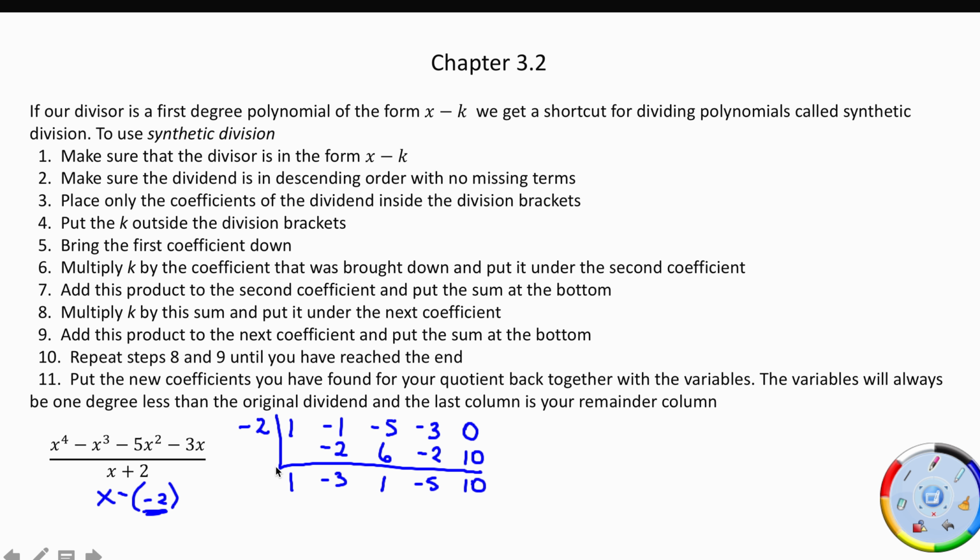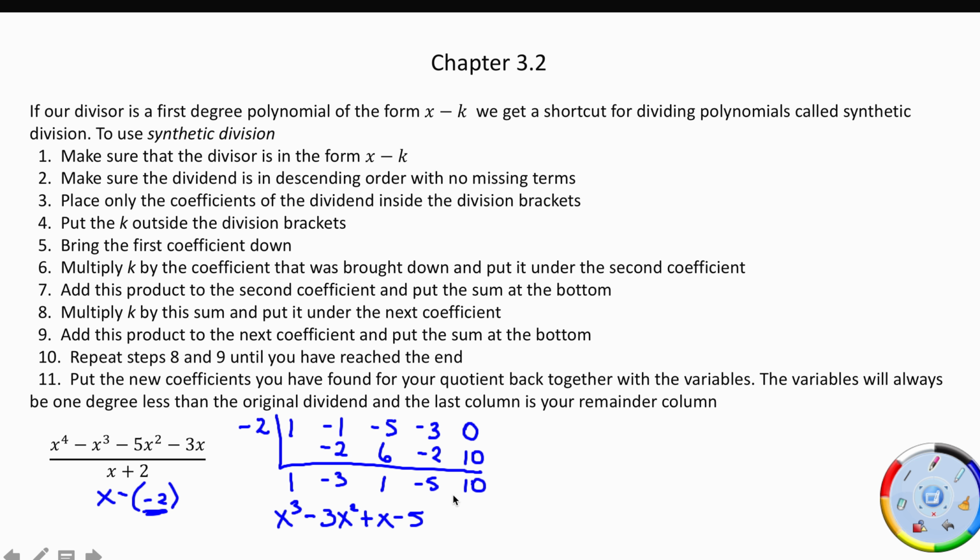I just have to figure out how to put it back in terms of a polynomial. Well, since I was dividing a 4th degree polynomial by a 1st degree polynomial, my resulting polynomial will be 1 degree less. So it's going to start with x cubed. So that's the coefficient for my first term, which is an x cubed, minus 3x squared plus 1x minus 5.